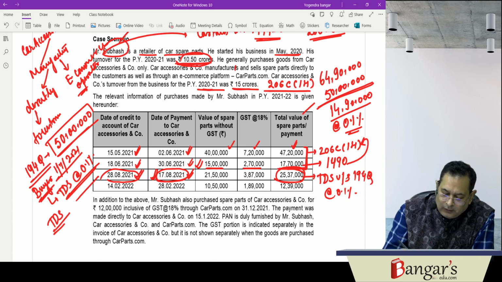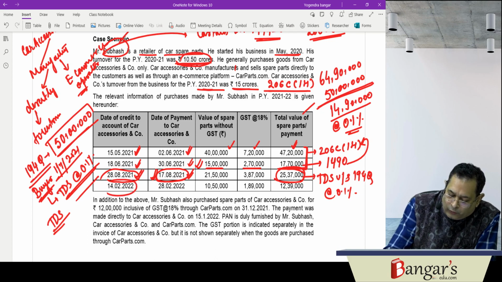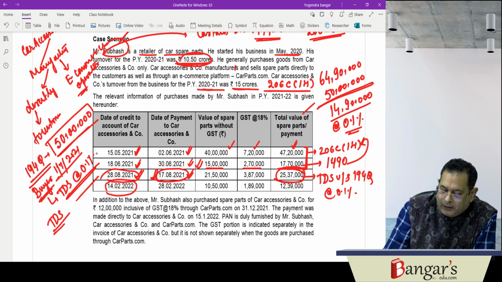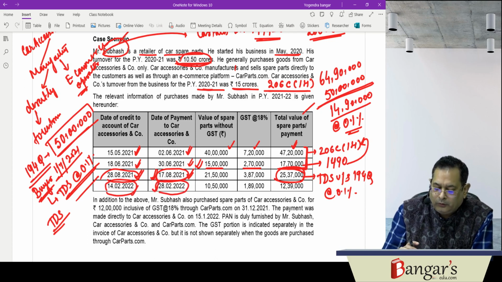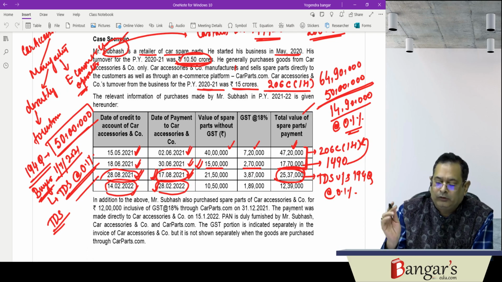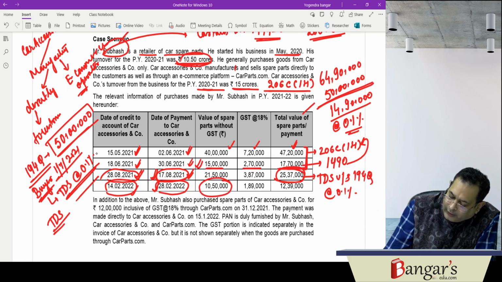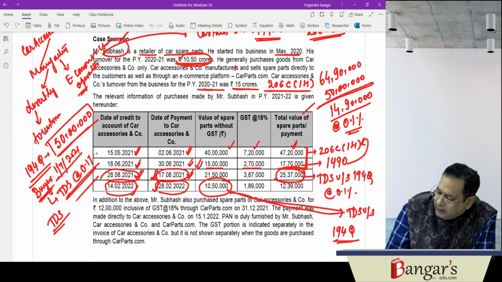Now in the next case, 50 lakhs have already been crossed, therefore TDS provisions are attracted. It's after 1st of July 21. Remember, each and every aspect is important. Here, the date of credit is 14/2/22 and the date of payment is 28/2/22. Now the date of payment is subsequent to the date of credit to the account of the car accessories company. So now the buyer will be able to know the GST element. Therefore, tax is required to be deducted at source under section 194Q, excluding GST, at the rate of 0.1%.